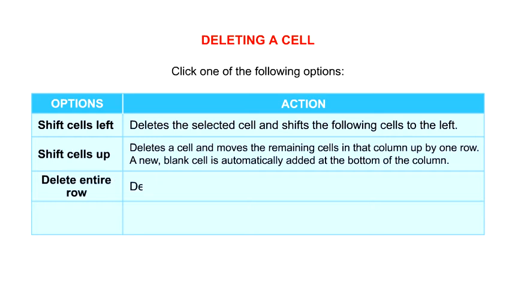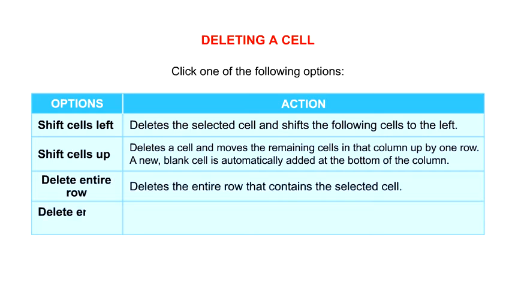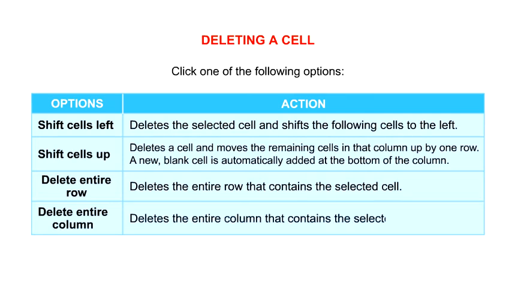Delete entire row. Deletes the entire row that contains the selected cell. Delete entire column. Deletes the entire column that contains the selected cell.